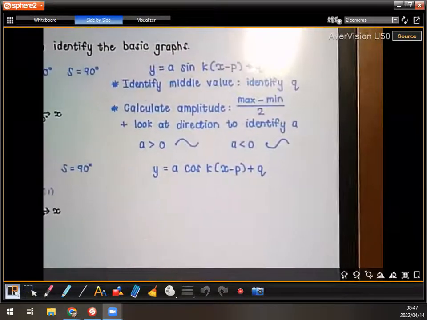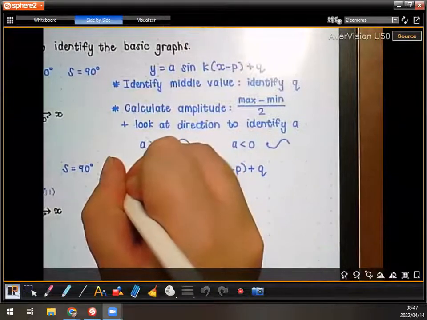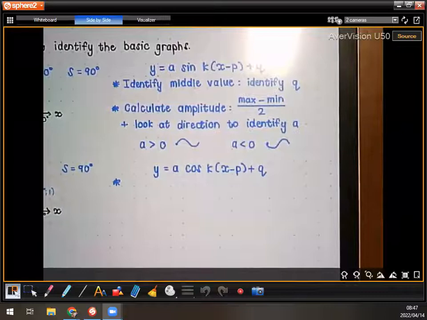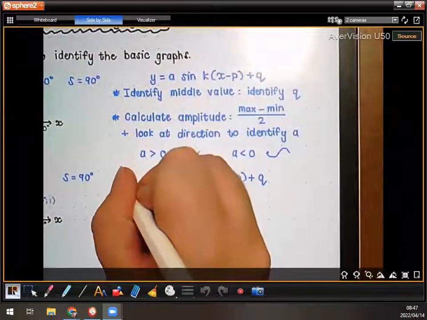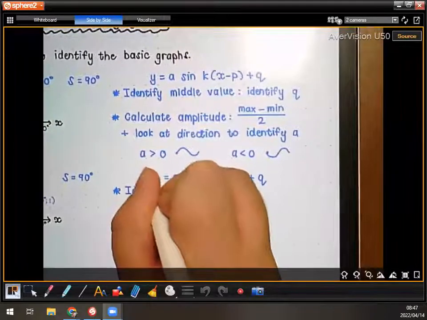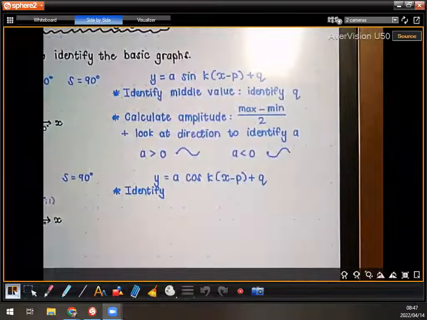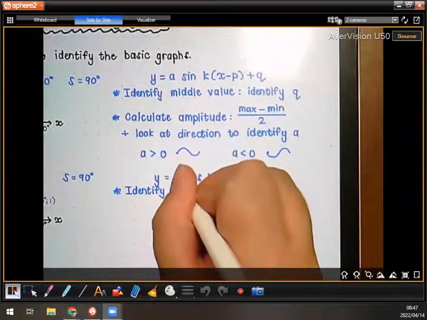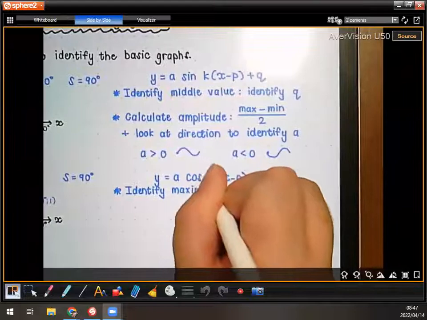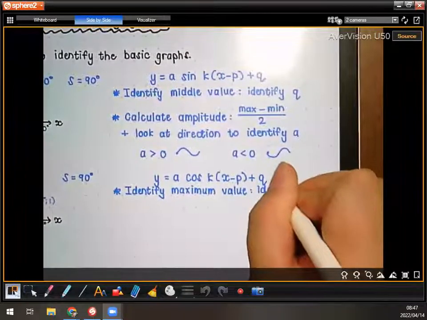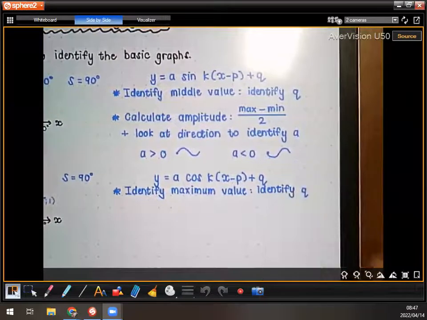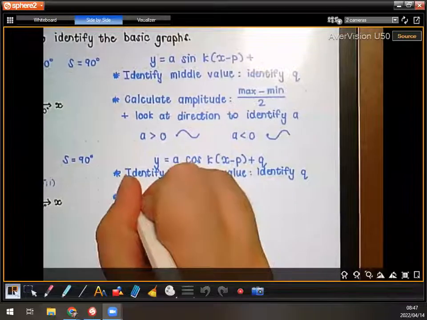That might not be the first thing that you look at for this cos graph, but I'm just going to write it down. You'll see when we do examples, sometimes it's quite easy to see what happened to the graph. You don't need a step-by-step thing, but it is helpful to know what to look out for. So for the cos graph, you are going to identify the maximum value instead of the middle value. The middle value won't necessarily tell you whether it's shifted up or down. So identify a maximum value, and that will allow you to identify Q. And then you're going to do the same thing. You are again going to calculate the amplitude, and you're going to look at the direction.